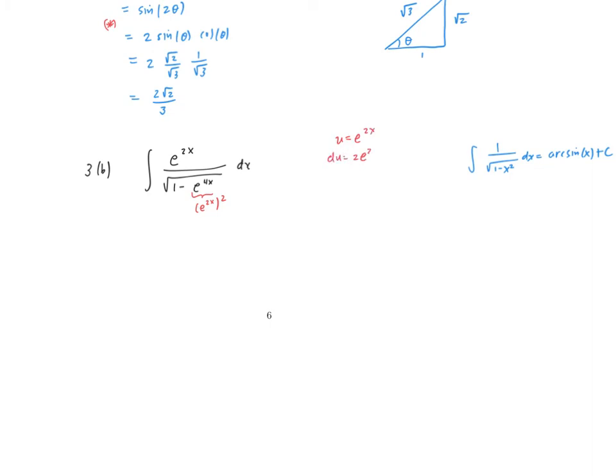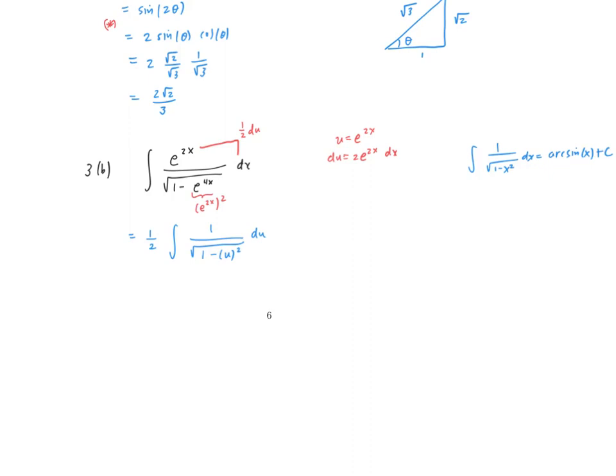du would be 2e to the 2x dx. So the e to the 2x dx, making up the numerator, is really going to be 1/2 du. So this works out almost too good to be true. 1/2 is a constant that pulls out front, and what we're left with is 1 over the square root of 1 minus u squared. So immediately with our substitution, we are in that desired form.